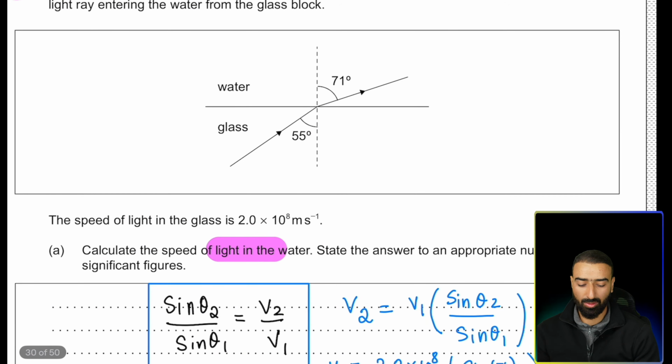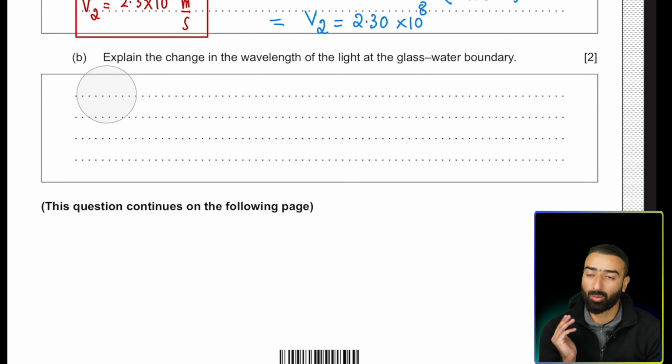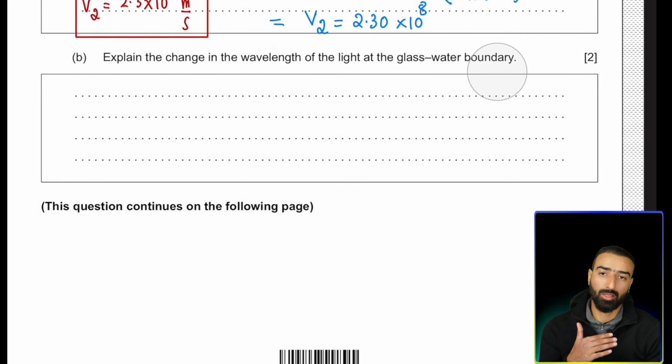Alright, so we found the speed in water. Let's have a look at the second part of the question. Explain the change in the wavelength of the light at the glass-water boundary.